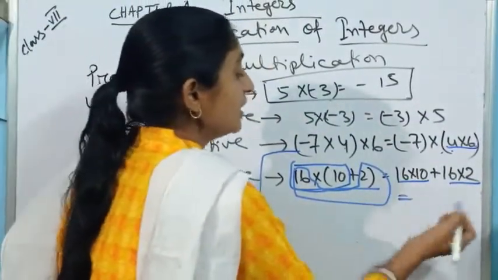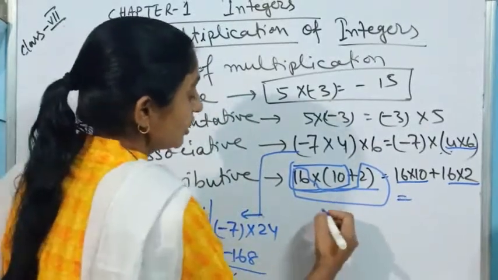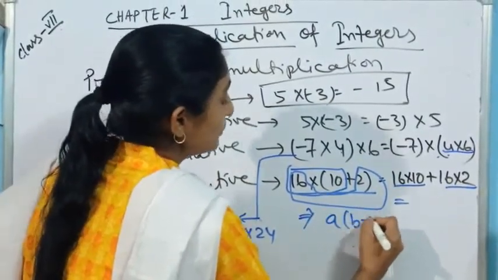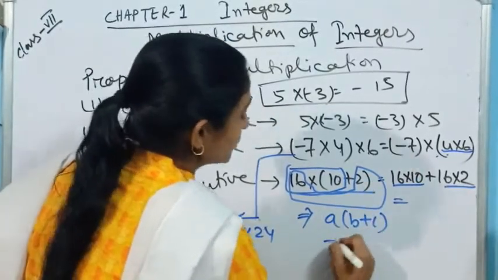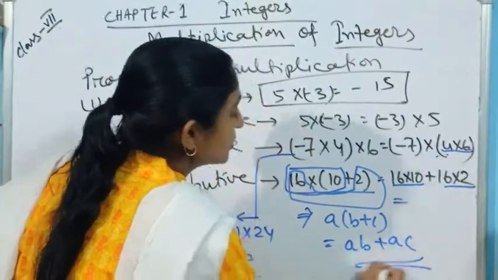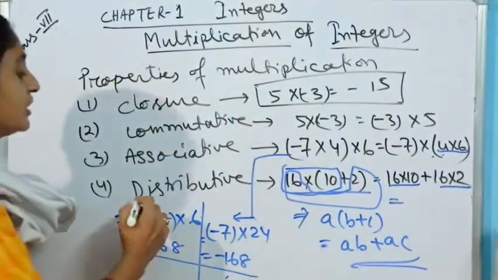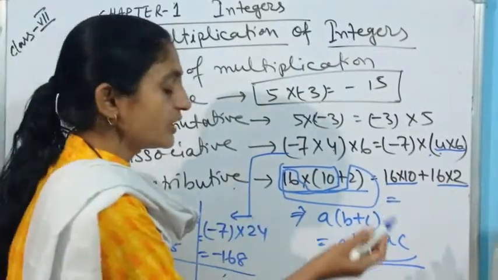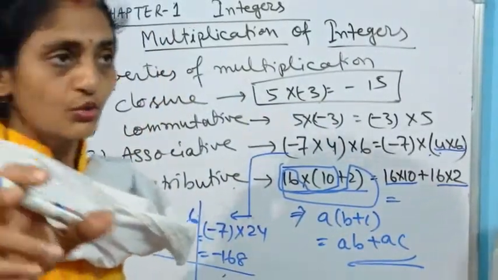That will be the result in this case. In short, in an algebraic way you can write this as A into (B plus C). That means we can write AB plus AC. This is the basic concept for the distributive property. In this way you can arrange this and solve the questions.